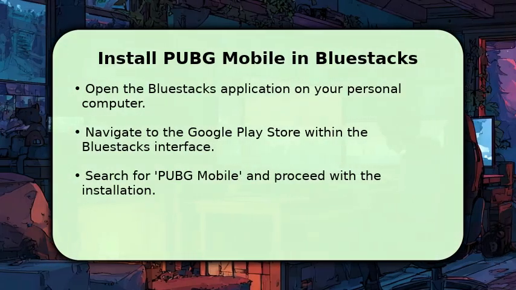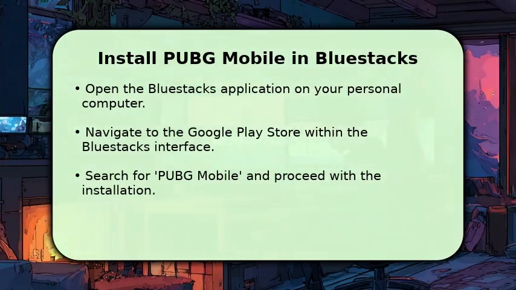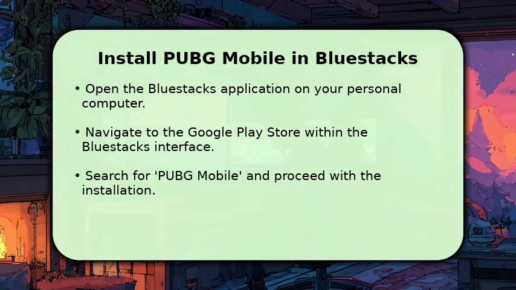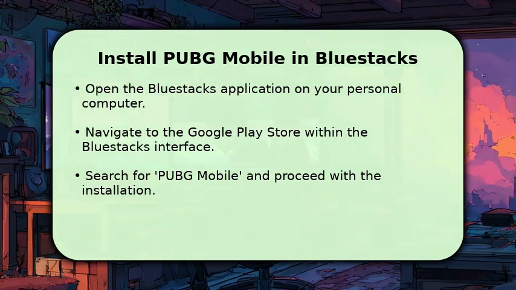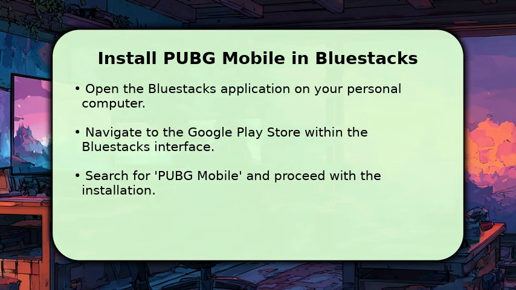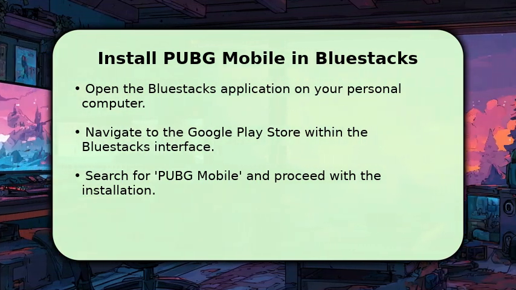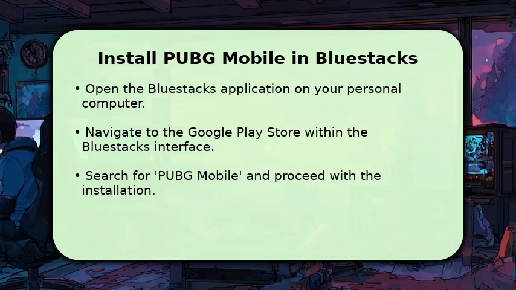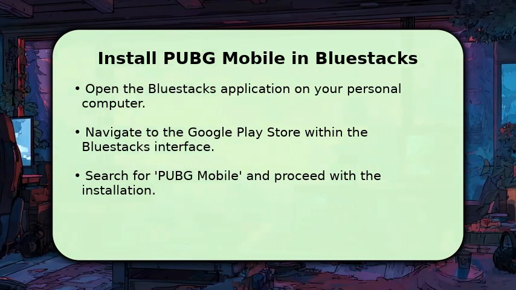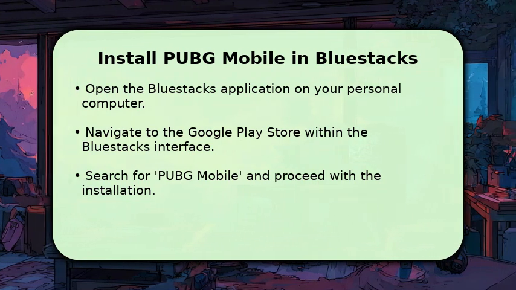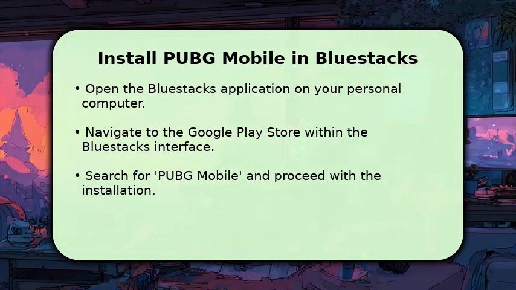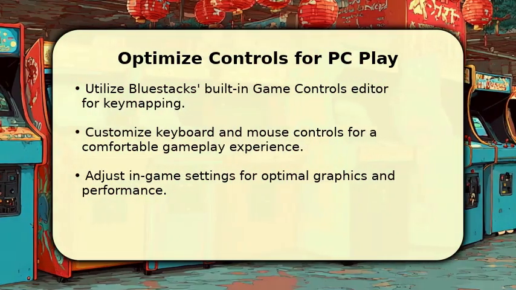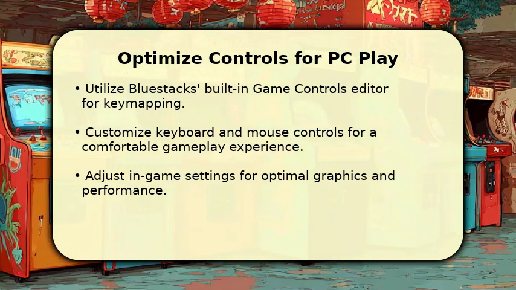Once BlueStacks is up and running, open the application on your computer. You will then want to find the Google Play Store icon, which is usually prominent on the home screen. Click on it to access the store, just as you would on a mobile device. Search for PUBG Mobile in the search bar and simply click Install to begin the download and installation process. After installing the game, open PUBG Mobile within BlueStacks.